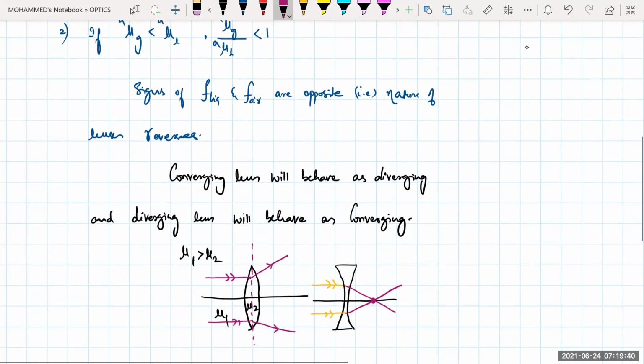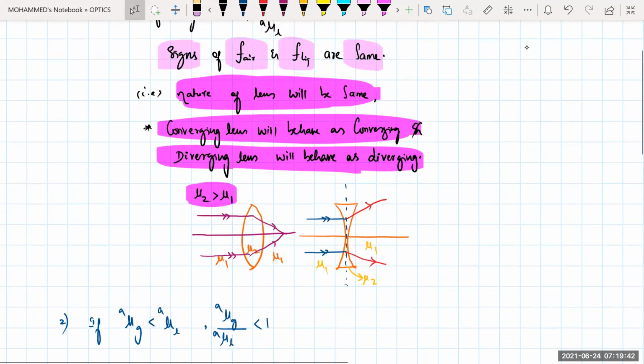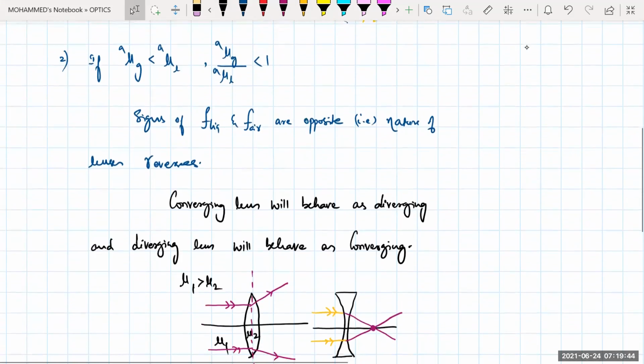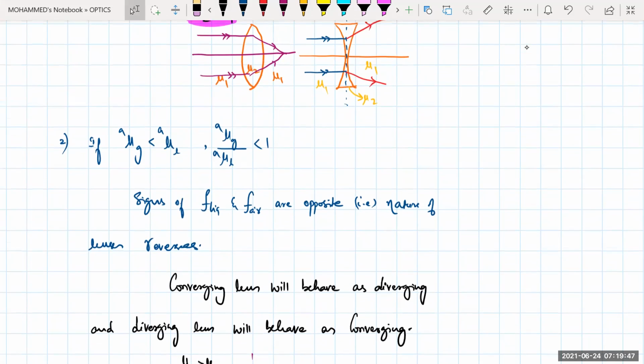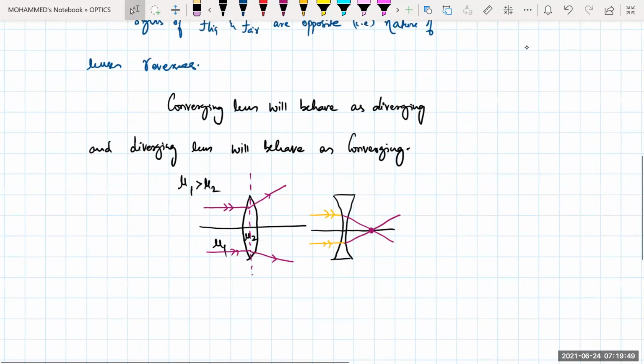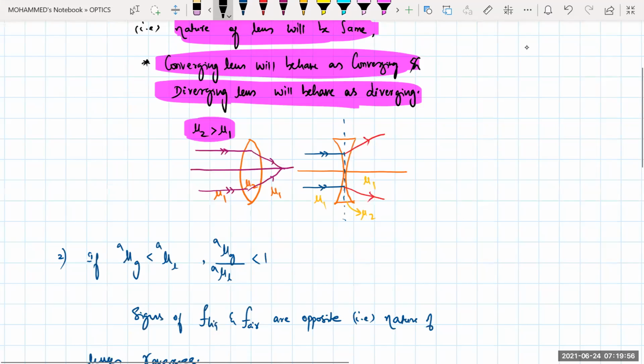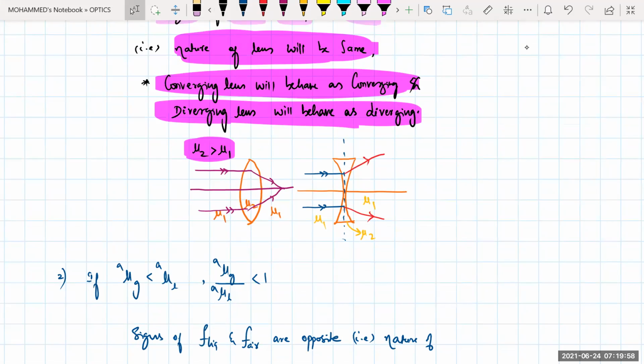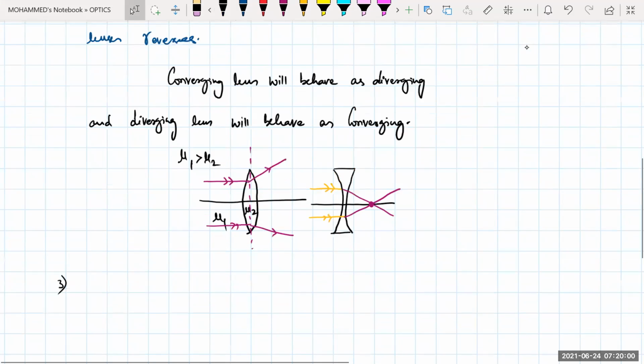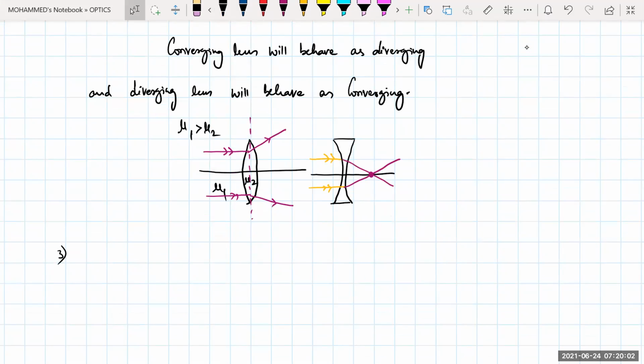That was the condition when mu1 is greater than mu2, or mu2 is lesser than mu1. Third condition: we got two cases. If the refractive index mu2 is greater than mu1, then converging will behave as converging, diverging will behave as diverging. And if the refractive index mu1 is greater than mu2, or mu2 is lesser than mu1, then converging will behave as diverging and diverging will behave as converging.